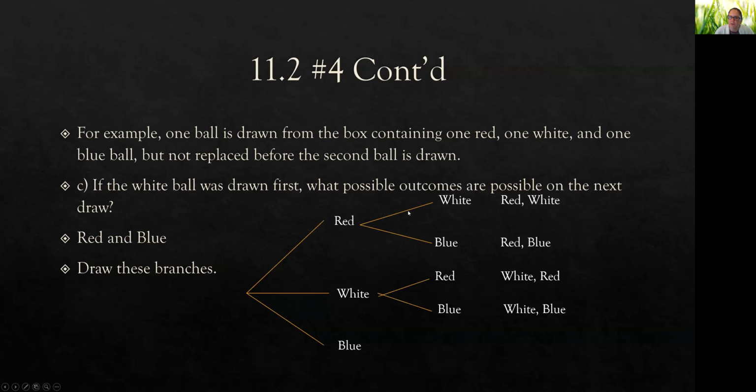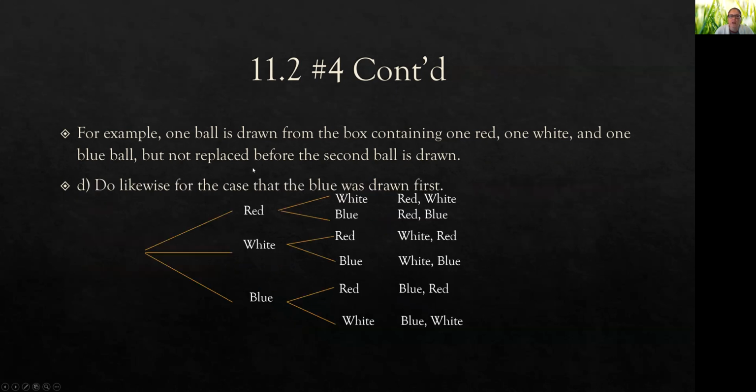We could get a red the first time and then a white. We could get a red the first time and then a blue. We could get a white the first time and then a red, or we could get a white the first time and then a blue. Okay, and then it says to do likewise for the case that the blue one's drawn first. So if we draw out the blue ball, the next time we can either get a red or a white. So we see that there's 6 different possible outcomes.